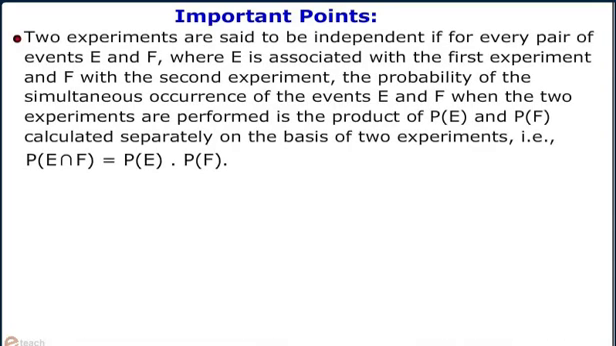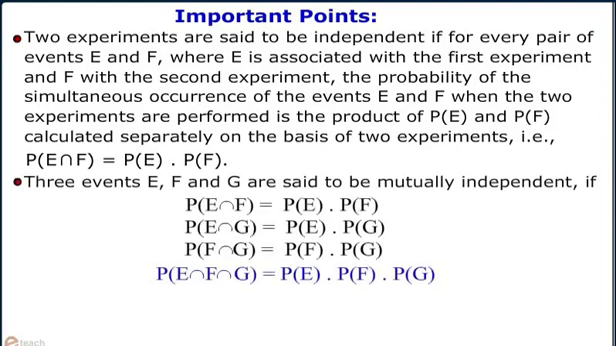Two experiments are said to be independent if, for every pair of events E and F, where E is associated with the first experiment and F with the second experiment, the probability of the simultaneous occurrence of events E and F when the two experiments are performed is the product of probability of E and probability of F calculated separately on the basis of two experiments. That is, probability of E intersection F equals probability of E into probability of F.